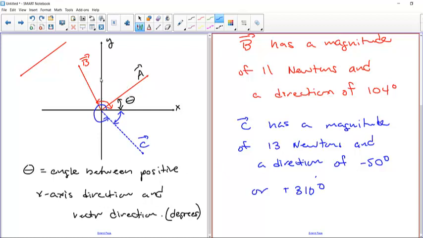And I could define angle B here, or vector B, with respect to the positive y-axis, but then I'd have to convert it ultimately to being with respect to the positive x-axis. So ultimately, you've got to do that.